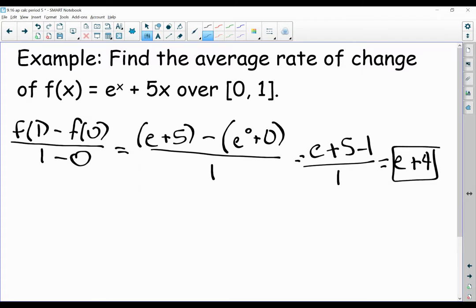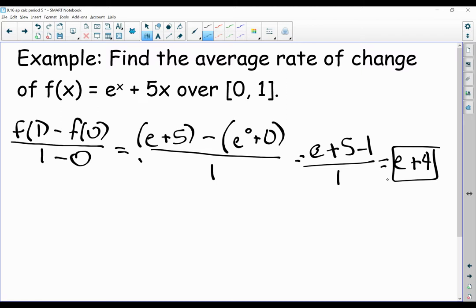Now, if somehow I would have tweaked and said e to the 0 is 0, I would have gotten e plus 5, which is the wrong answer. And I would have lost 1 out of 2 points. But because I had my setup step, I still got 1 out of 2. Now, if you went straight to, let's say, this step, but you had a 0 here, you would get 0 out of 2 because you don't have the right setup either. So just a little warning, we're going to talk about setup a lot.